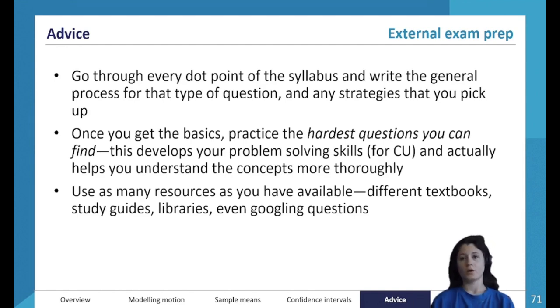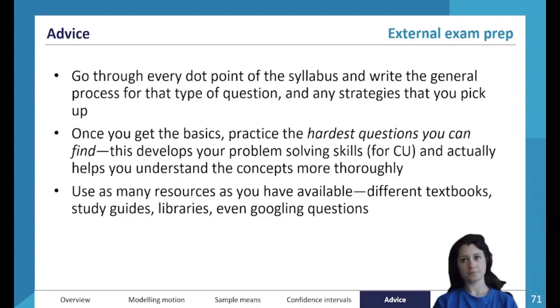So, once you get the basics, practice the hardest questions that you can find. And this is really important for specialists too, because they tend to throw a few difficult questions at you. This really develops your problem solving skills and helps you understand the concepts far more thoroughly. So that's one of my biggest tips, is just to practice difficult questions. Alright? Now, the main benefit of this is actually you figuring them out yourself. It's not necessarily going to the answers.